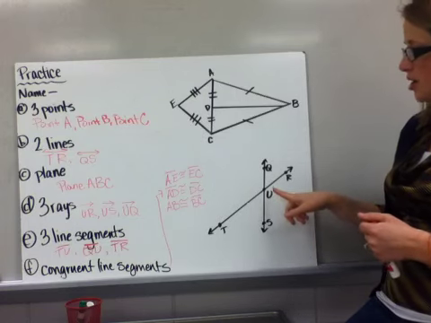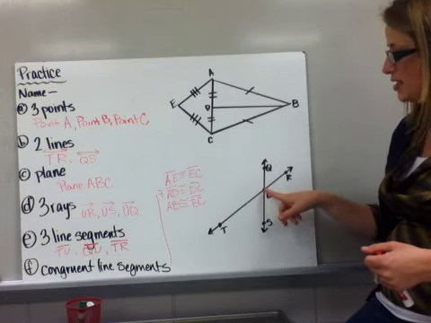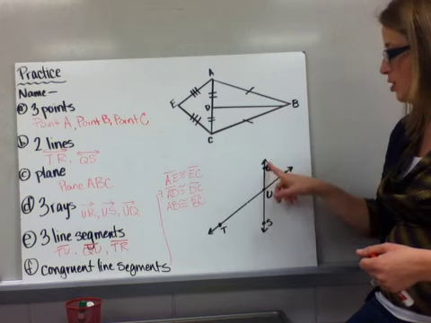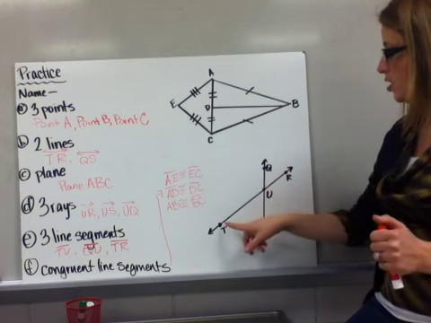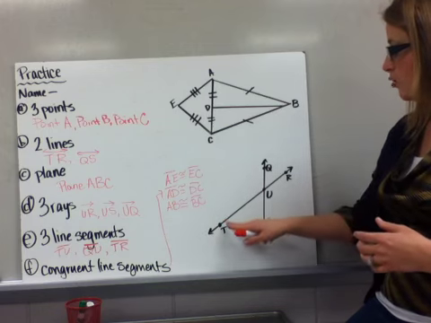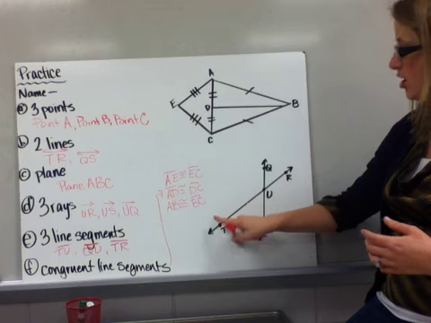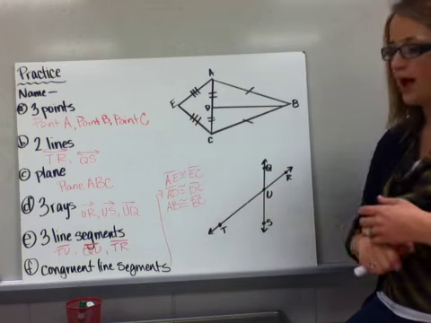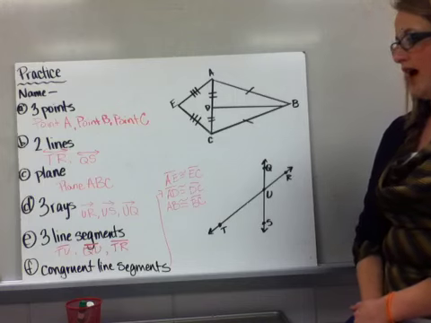For rays, I started all of them with U as the endpoint and extended it out. UR is a ray, US, UQ. You also could have included UT as a ray. Or in all reality, you could have done TR, which means it's starting here and extending this way, or RT, starting here, extending that way. Lots of different rays you could have had.